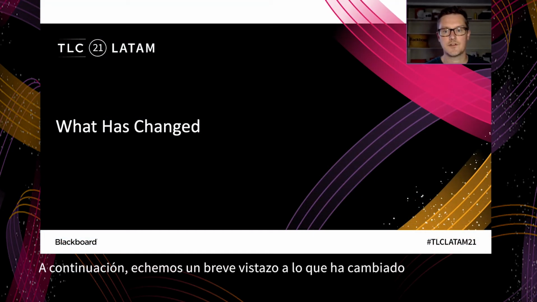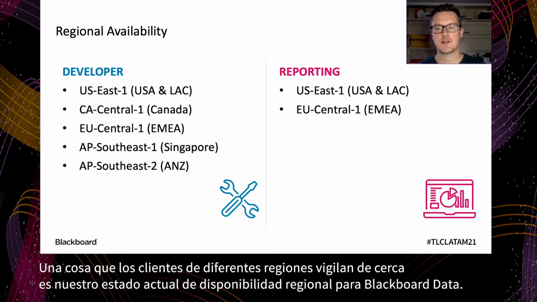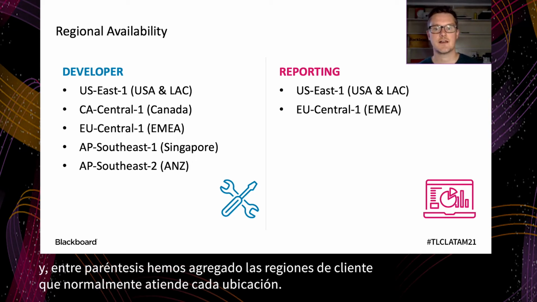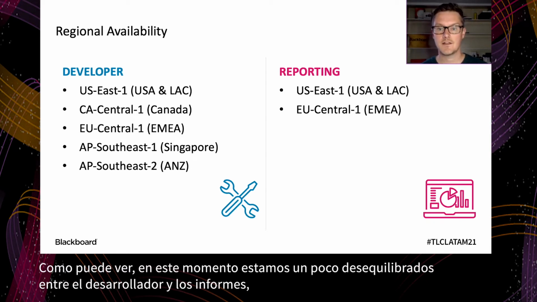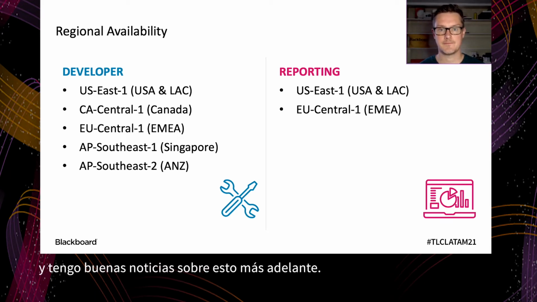Let's take a brief look at what's changed. Now, one thing that clients in different regions keep a close eye on is our current state of regional availability for Blackboard data. These are AWS hosting locations, and in the brackets next to them we've added the client regions usually served by each location. As you can see, at the moment we're a little unbalanced between developer and reporting, and I have some good news about this coming up later.